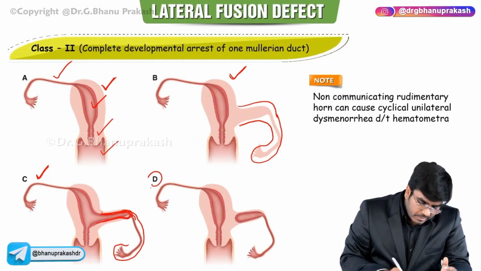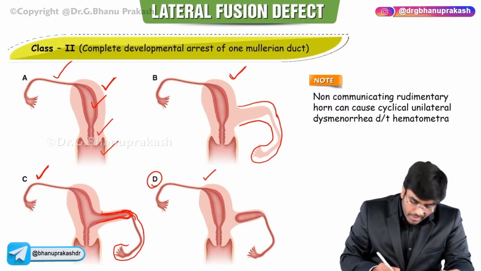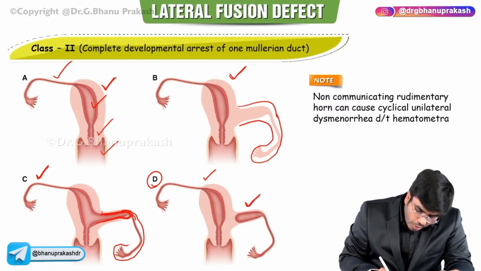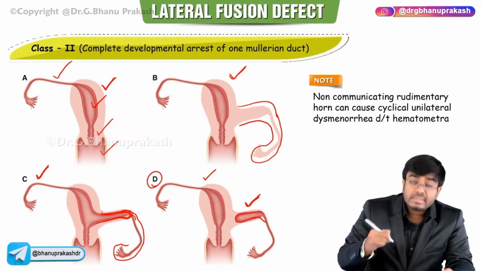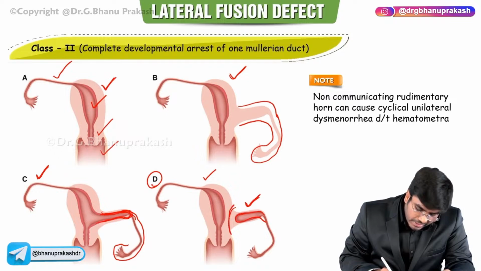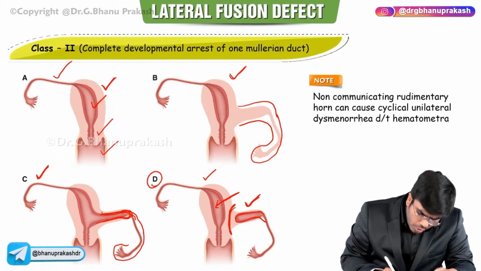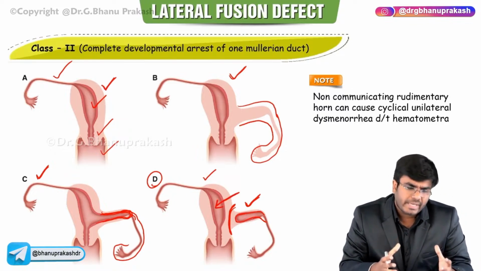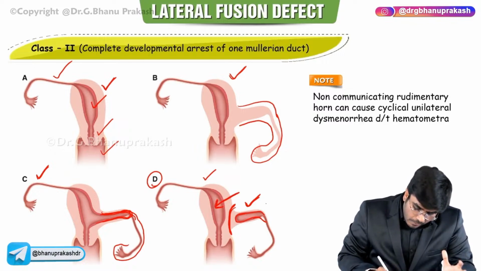Okay. Now, image D, this is something very much important. See, this is a unicornuate uterus, but here you are having a rudimentary horn. That too, it is having a functional endometrial cavity. Okay. So, what's the problem? But that functional endometrial cavity is non-communicating with the normal uterine cavity. Okay, it's not a normal uterine cavity, but this is a regular uterine cavity of a unicornuate uterus. Now, this rudimentary horn, it's non-communicating.